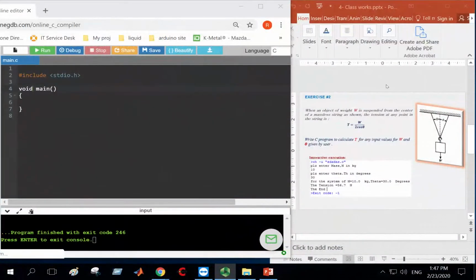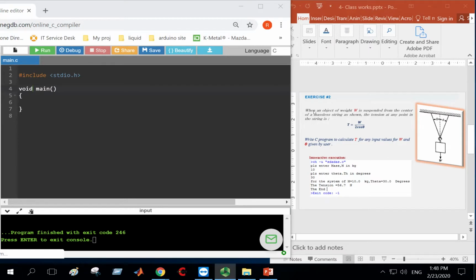This is C programming, lecture number 4, exercise number 2. As I told you, this is just an example of how we can use programming to solve or to program the solution for different types of problems. And this is just an example taken from a mechanical engineering subject.